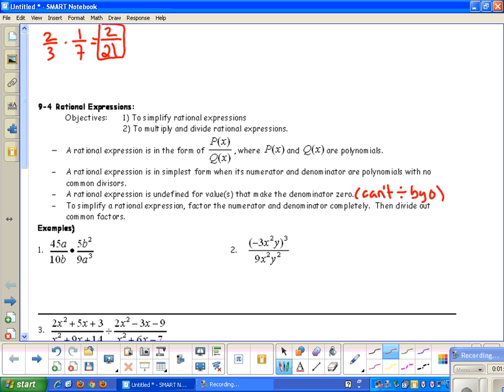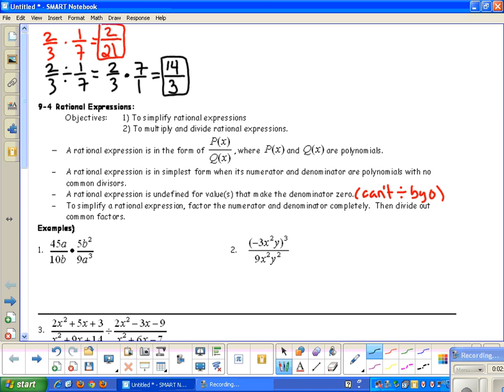Let's say instead we had the problem 2/3 divided by 1/7. Remember, when you're dividing by a fraction, in order to solve this, you multiply by the reciprocal of the second number. So we have 2/3 times 7/1, and then 2 times 7 gives me 14, and 3 times 1 is 3. No common factor, so that would be my solution.